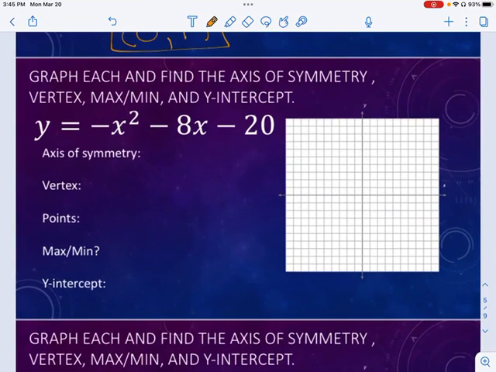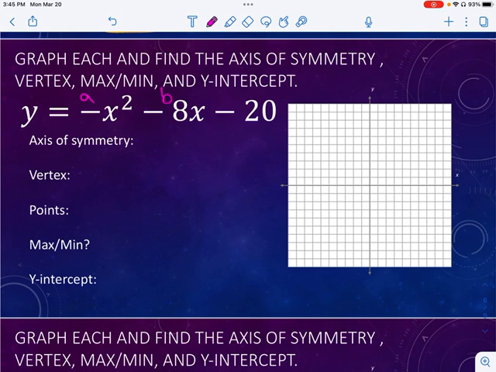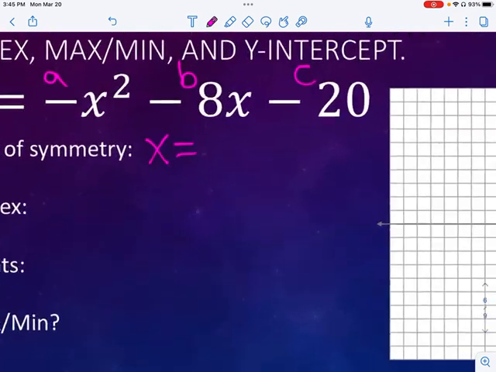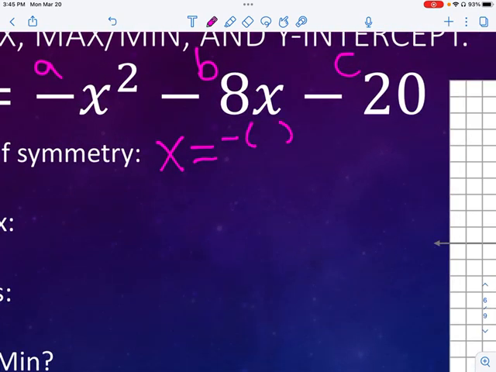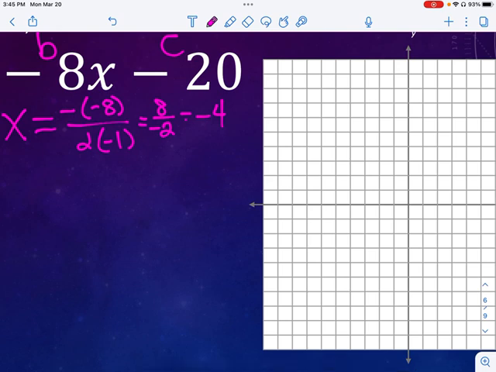Okay, let's try this next one here. So we're going to start in again. We have an A over here, B here, C here. Axis of symmetry, so x equals, and remember we're going to go negative of b over 2 times a. So b here is a negative 8, a is a negative 1, so that would be 8 over negative 2, which is negative 4. So my vertex will be at negative 4 something. So I'm going to come over here, 1, 2, 3, 4. I have a line of symmetry going right through there.